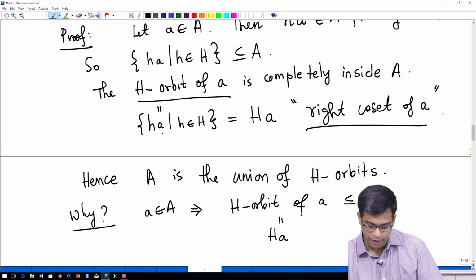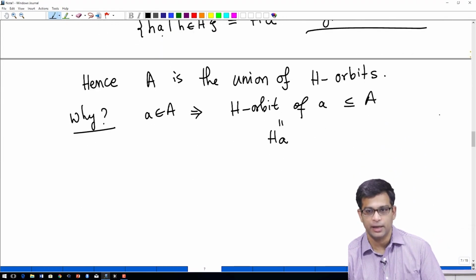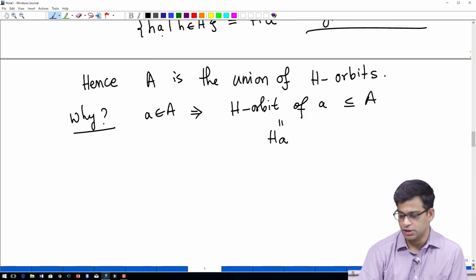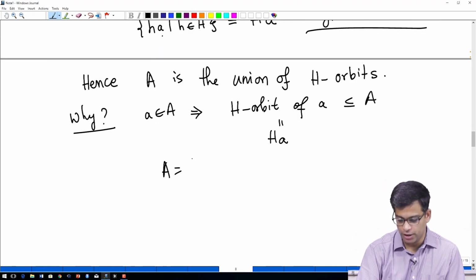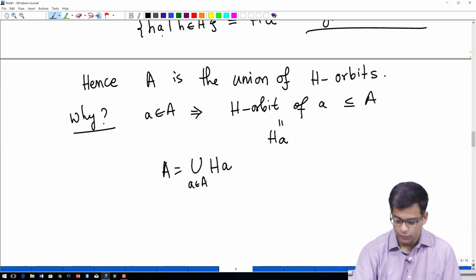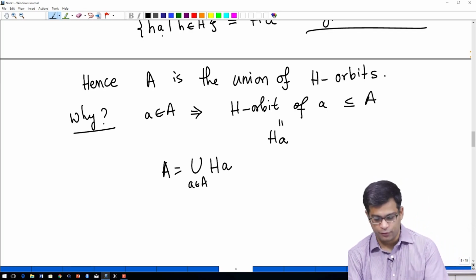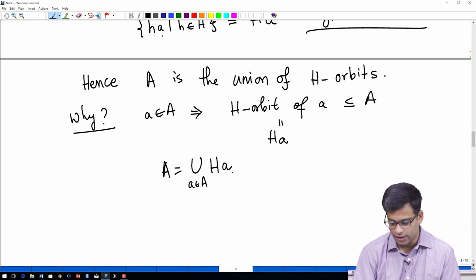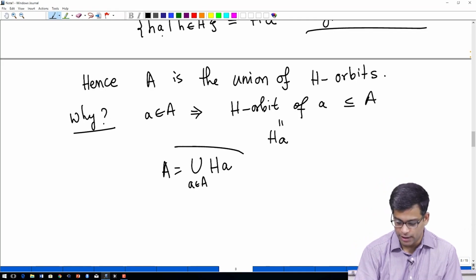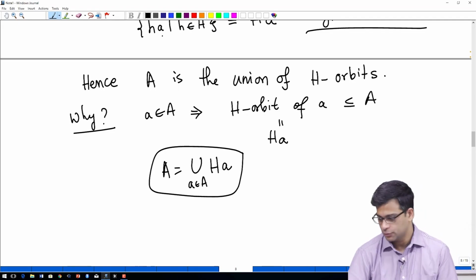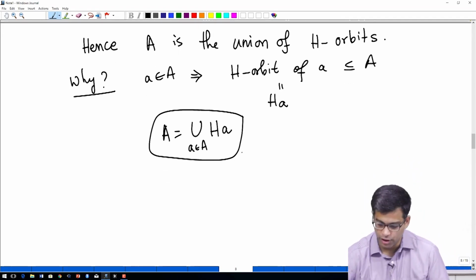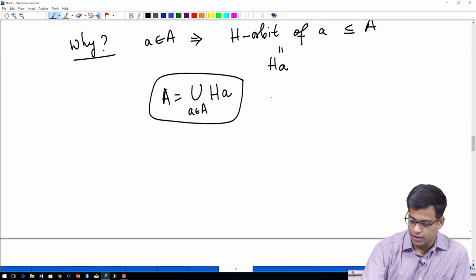So H orbit, if small a is in capital A, the entire right coset is in capital A. So A must be a union of HA. Of course, the HA will be same for different A's perhaps, HA may be equal to HB, but they cover A, there is no problem. Now also we know that cosets are disjoint.